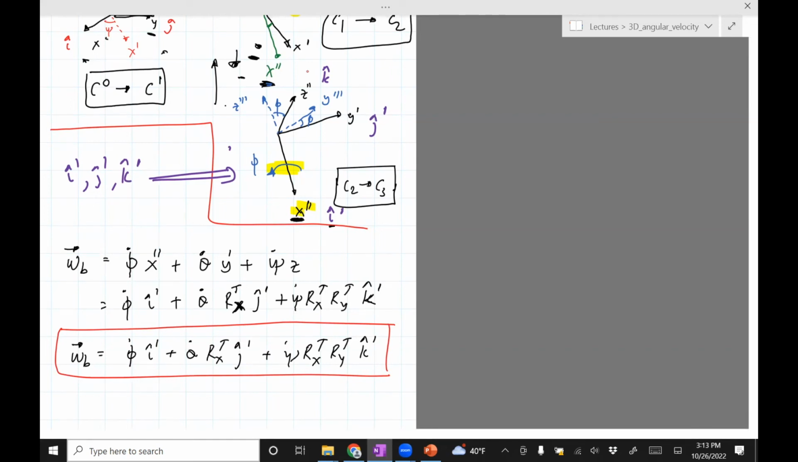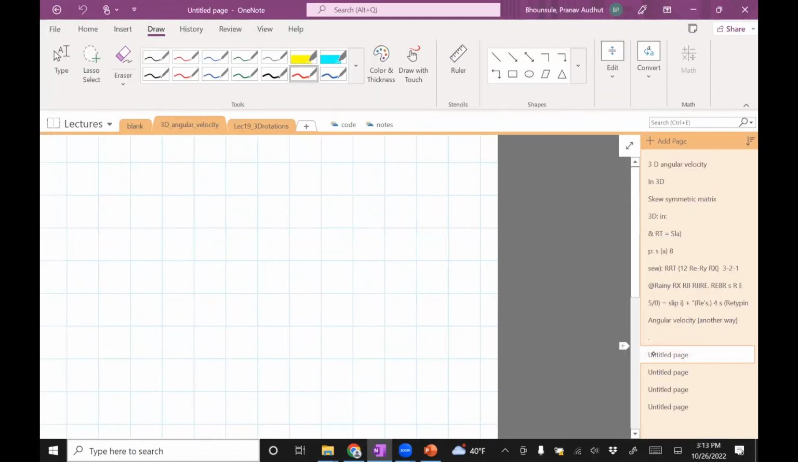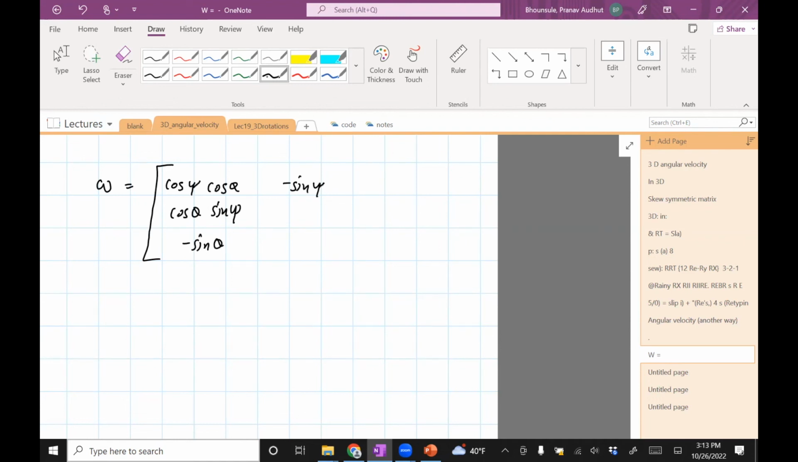Okay, one more thing before I finish. You can actually simplify these expressions. Instead of writing them as vectors, which we have not really done in this course, you can write them as a matrix: cos psi cos theta, sin psi, minus sin theta, minus sin psi, cos psi, 0, 0, 1, times the rate of change of Euler angles.